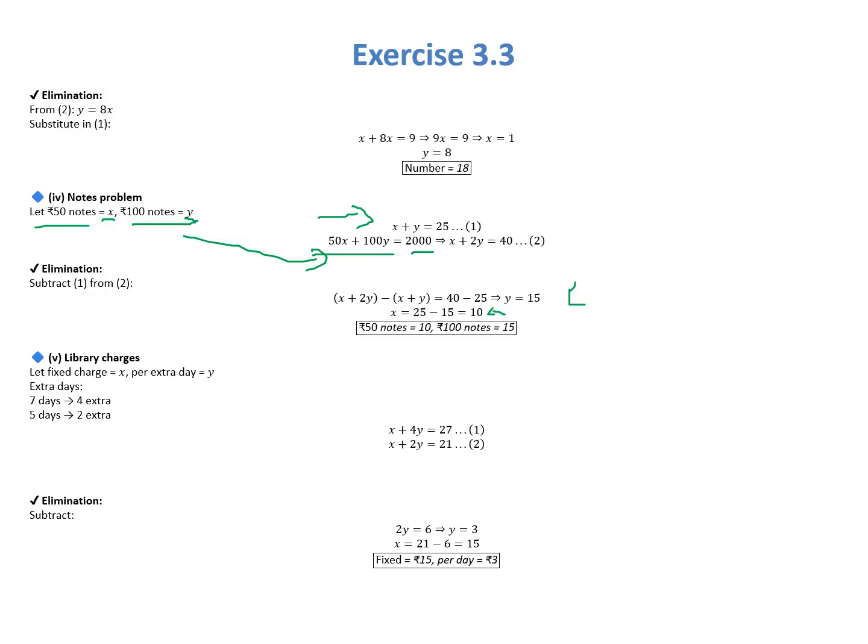The last question is on the fixed charge and the variable charge. Let the fixed charge be x per day, and then we have the extra charge of y. Now, the fixed charge is there for the first 3 days, which means the extra charge would be applied only for the number of days after 3 days.